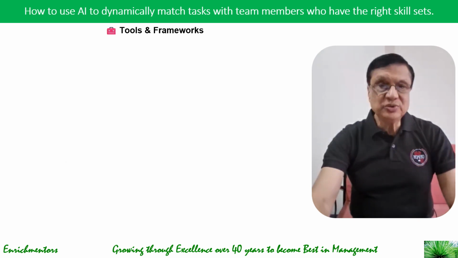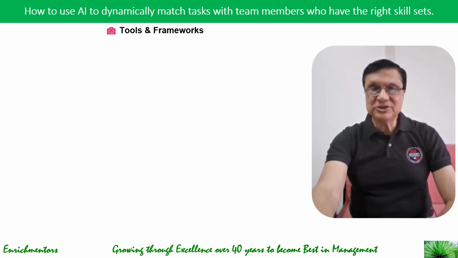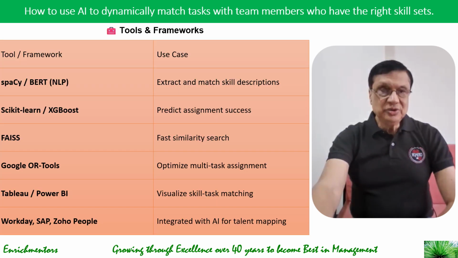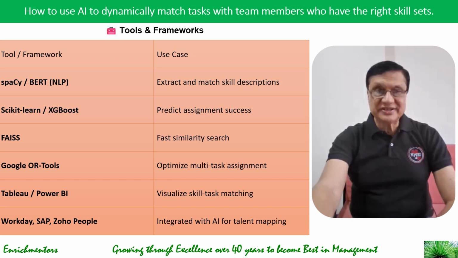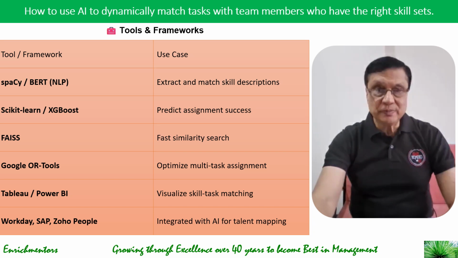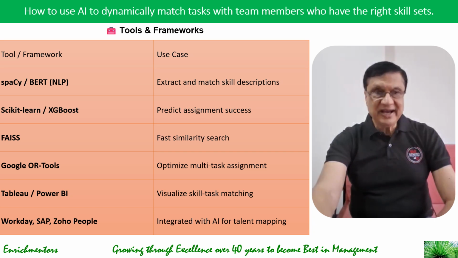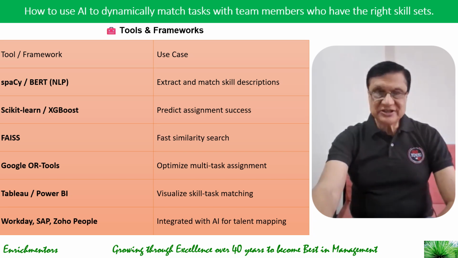What are the tools and frameworks you can use to dynamically match tasks with team members who have the right skills? You can use spaCy or BERT in NLP to extract and match skill descriptions. Then you can use scikit-learn and XGBoost to predict assignment success. You can use FAISS for fast similarity search. Google OR-Tools can be used to optimize multitask assignments, and Tableau and Power BI obviously for visualizing skill-task matching. And Workday, SAP, and Zoho People could be used for integrating with AI via API for talent mapping. So these are the various tools and frameworks that you can use.